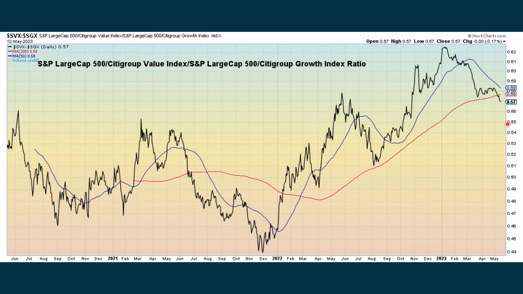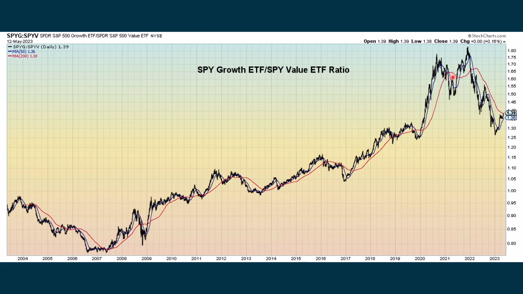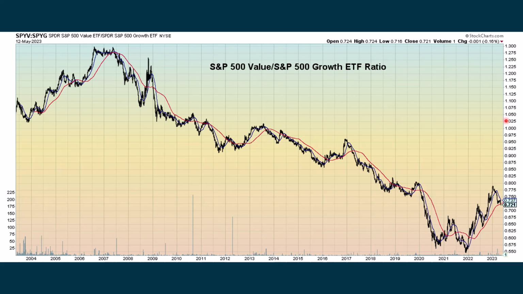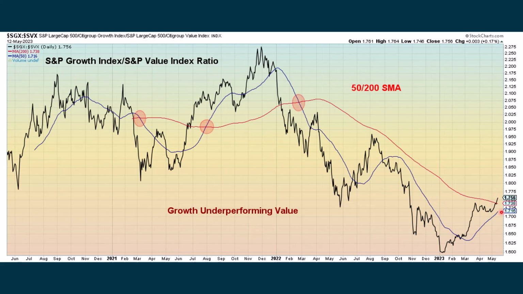We also look at the inverse of that same chart, not quite showing a death cross yet, but value is starting to underperform where it had really been outperforming. We also look at a couple of ETFs. We're not quite at a golden cross here yet, but growth is showing some improvement. This is an inverse of that same chart where value had been doing a lot better. Now it's showing some weakness, but not enough yet to show a death cross.